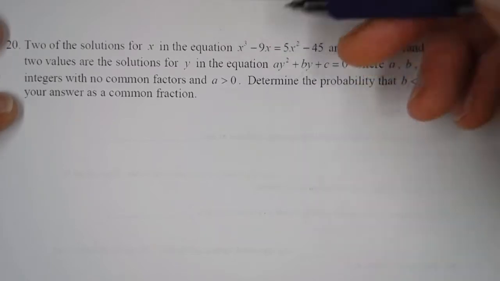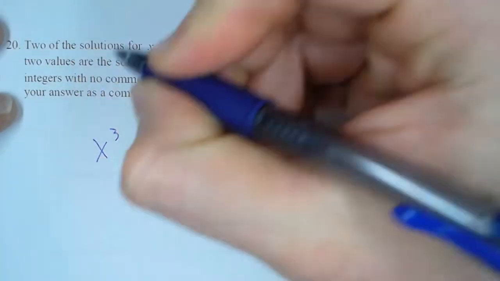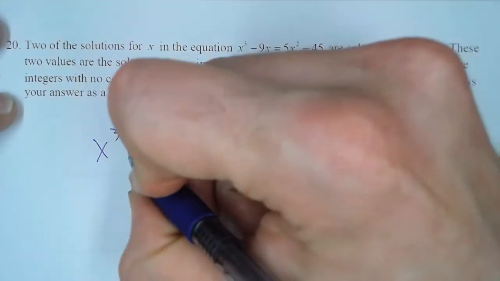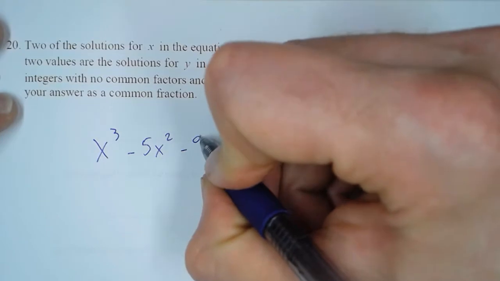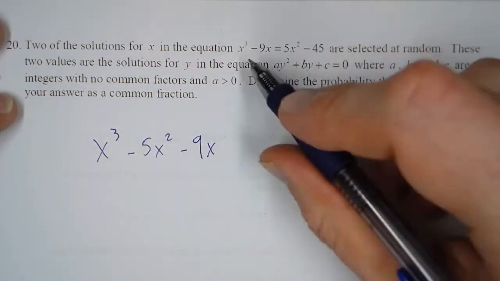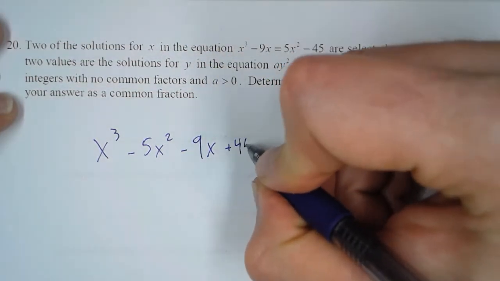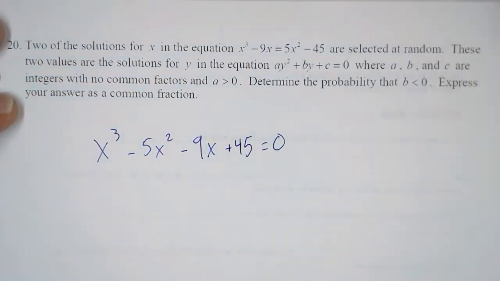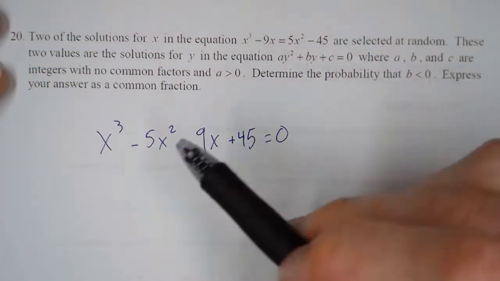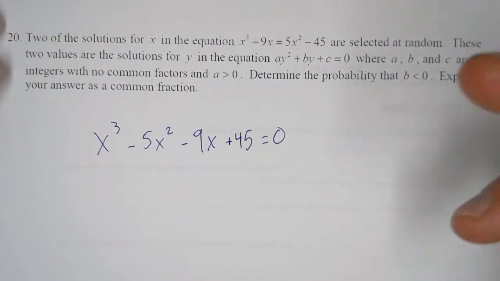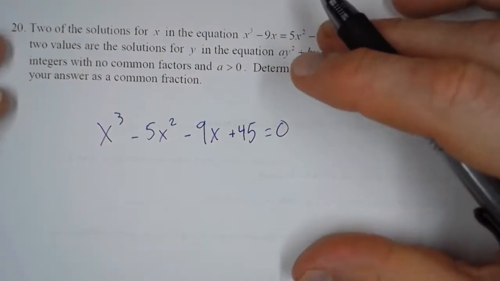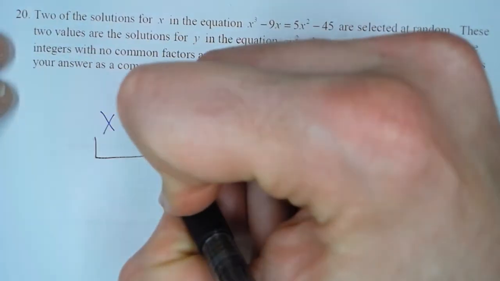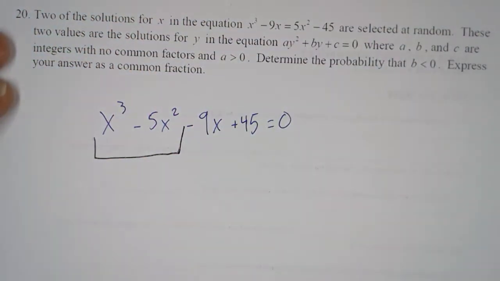So I'm going to rewrite this as x cubed, and I'm going to take the 5x squared and subtract it over to the other side. So minus 5x squared minus 9x, and I'm going to add the 45 over to the other side so that it equals 0. Now, in order to find the solutions, we have to factor this. And what we have to do is what's called factor by grouping. So we take the first two, and we take the second two.